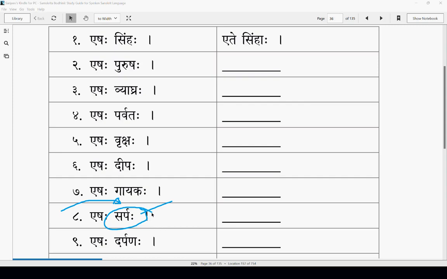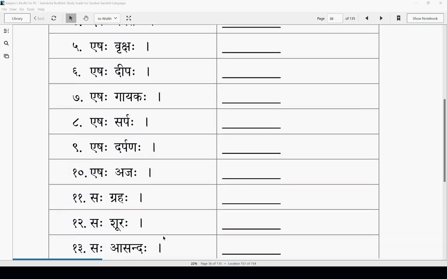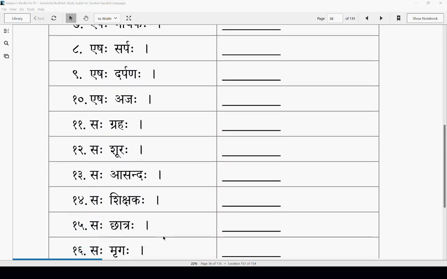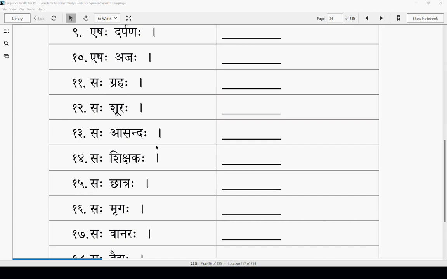Sarpaha means, what is the meaning of Sarpaha? Snake. Darpanaha, meaning of Darpanaha? Mirror. Ajaha? Elephant. Aja is goat, is it? Goat. Grahaha? A planet. Shuraha? Is a shoulder?